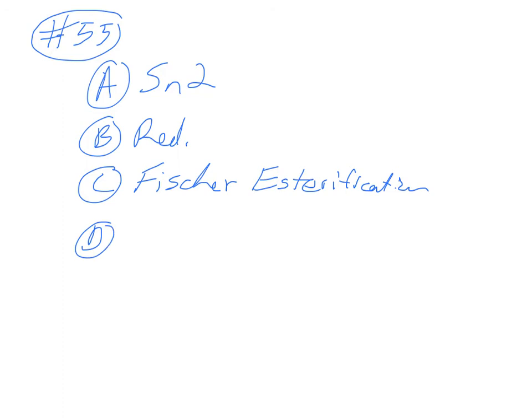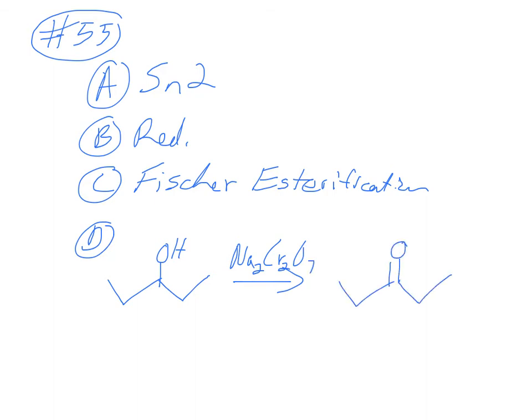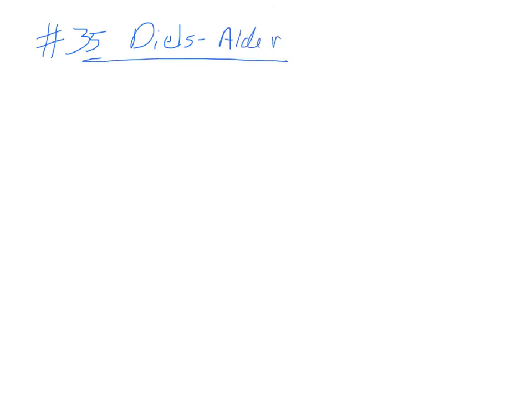That leaves D, which shows this alcohol. And you see chromium there, right? That should tip you off. Cr2O7. Anytime you see that chromium, and we took an alcohol and turned it into a carbonyl, that's an oxidation. We've effectively removed that alpha CH. That's the oxidation we've been working on.